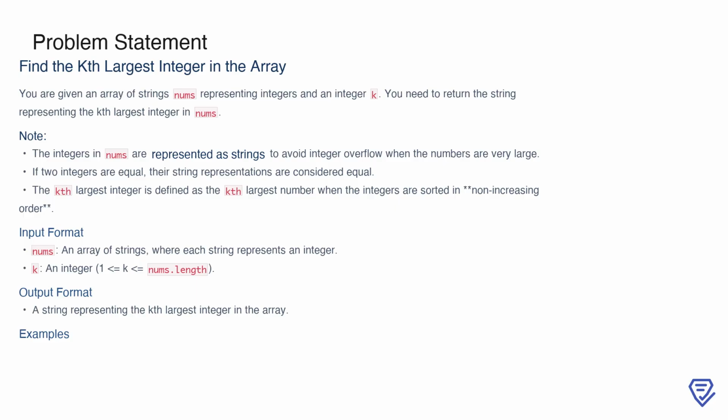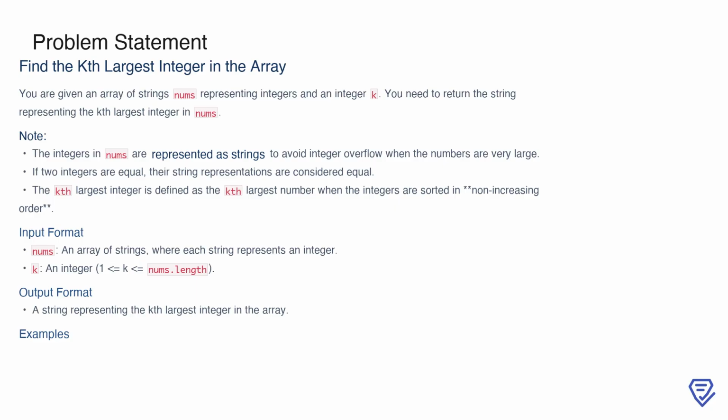The problem asks us to find the kth largest integer in an array of strings. Here, the array nums contains integers represented as strings, and we are given an integer k which specifies the rank of the largest number we need to retrieve. It's important to note that the integers are stored as strings to avoid issues with integer overflow, especially when the numbers are very large. For example, numbers with hundreds of digits can be easily represented as strings, but they would not fit into standard numeric data types.